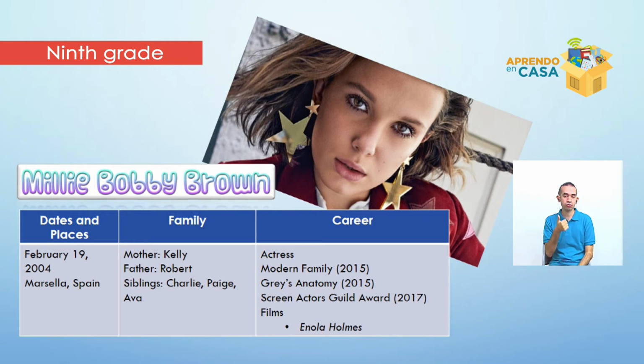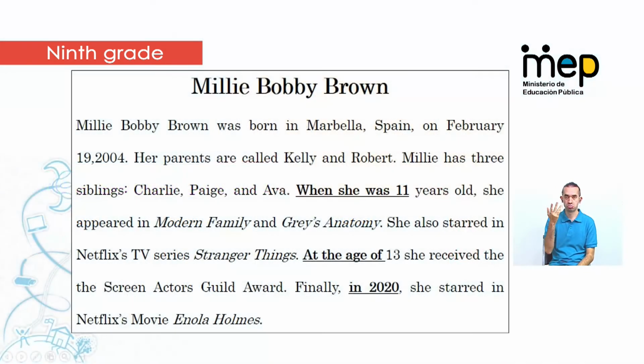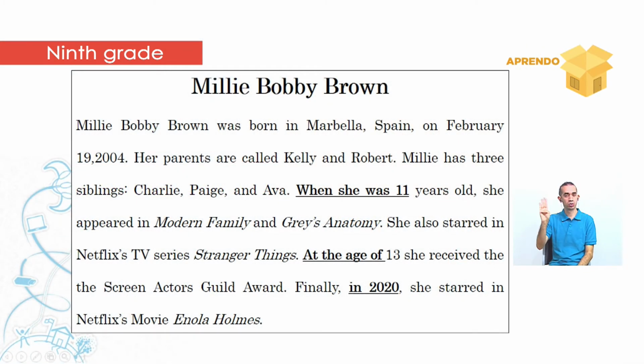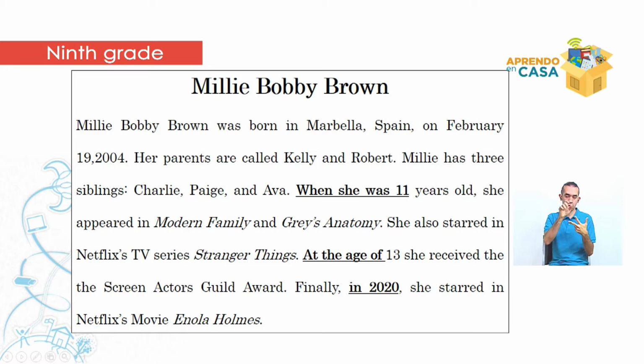All right. Do you want to see my ideas for writing about her? Okay. Yes, let's see my paragraph about Millie Bobby Brown. So I'm going to read it for you. Millie Bobby Brown was born in Marbella, Spain on February 19, 2004. Her parents are called Kelly and Robert. Millie has 3 siblings, Charlie, Paige, and Ava.